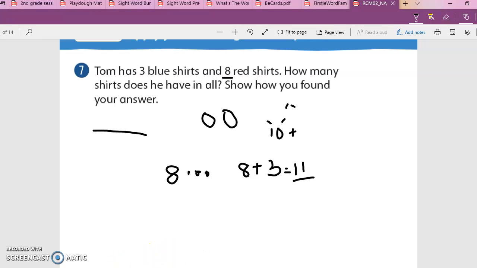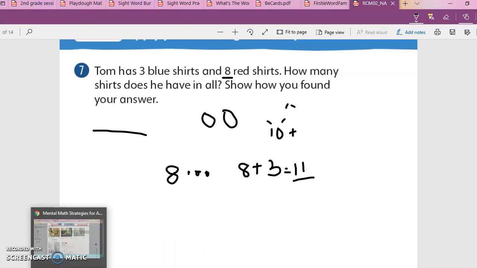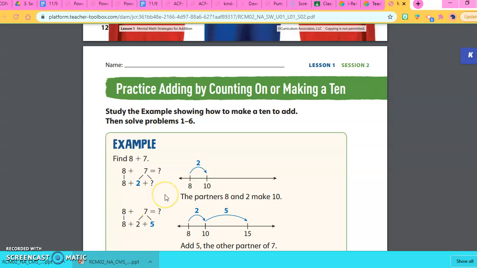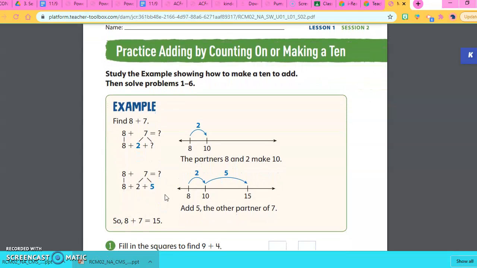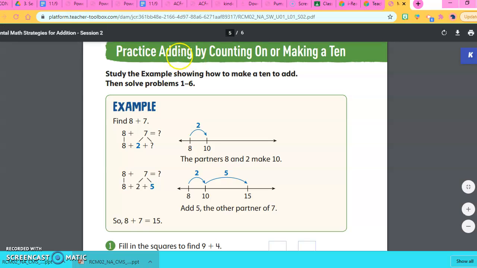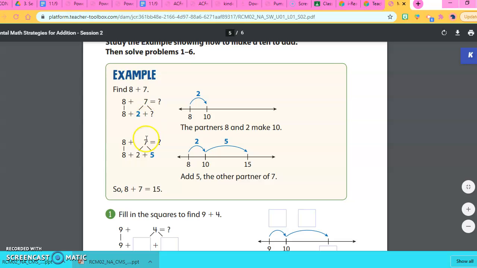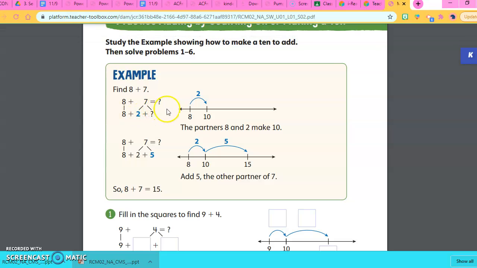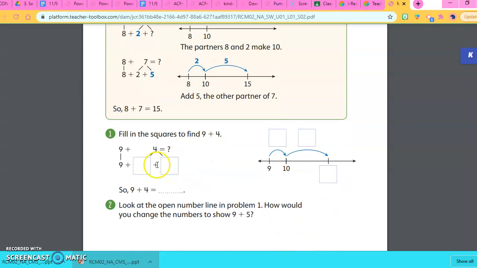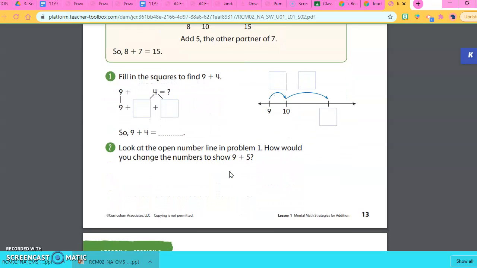You do have a practice page to do. Your math assignment today is to do this. It has a green up here and it says practice adding by counting on or making 10. Here's 2 examples. So this is making 10 only using numbers, but this is making 10 using a number line. And it wants you to try both. Try both to practice and see if you like either of those strategies.